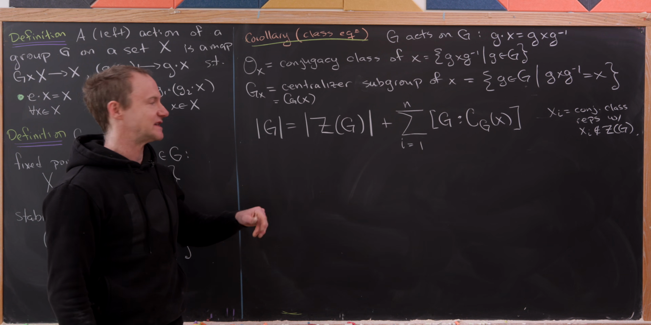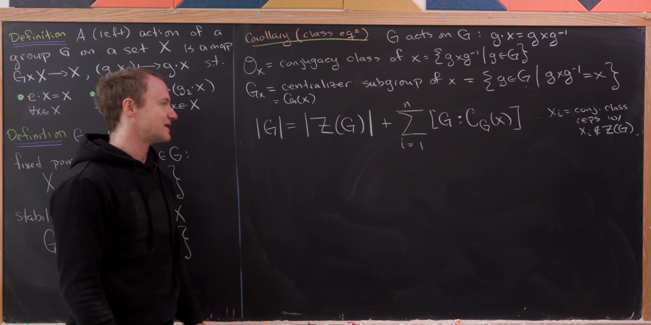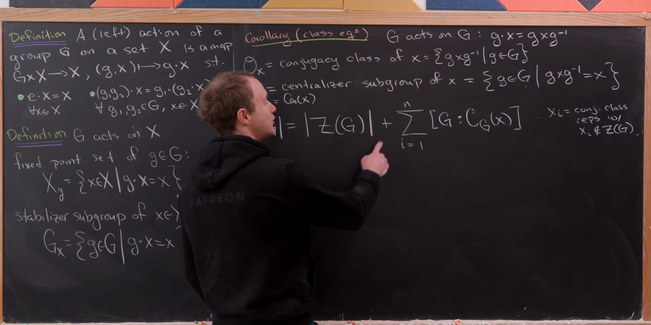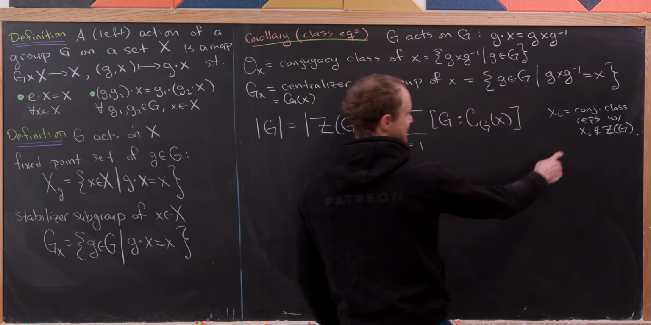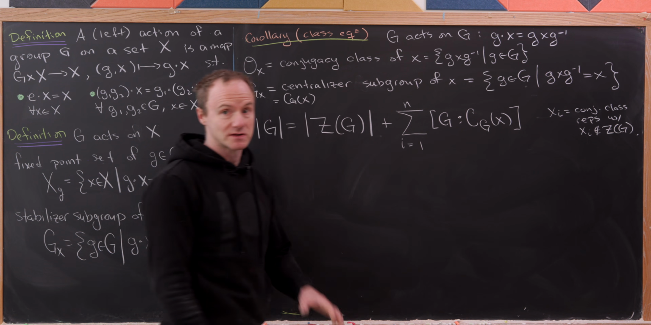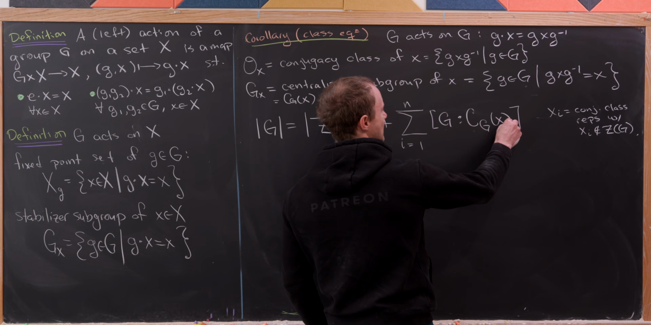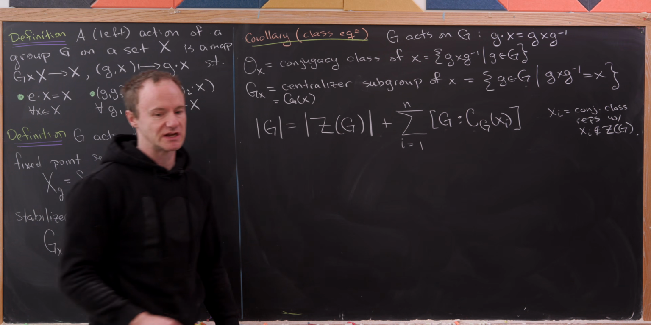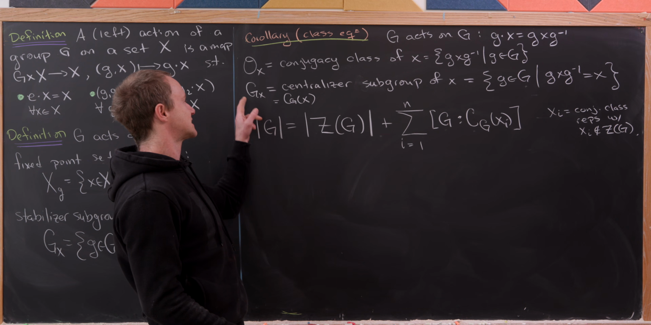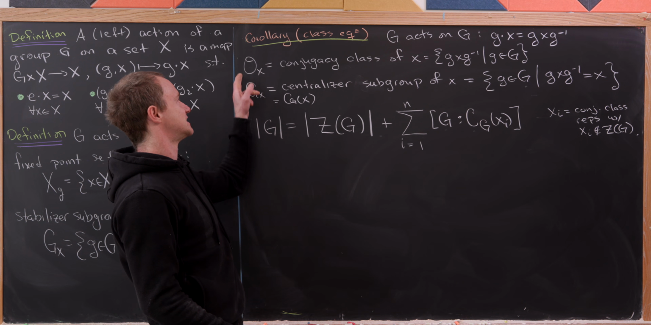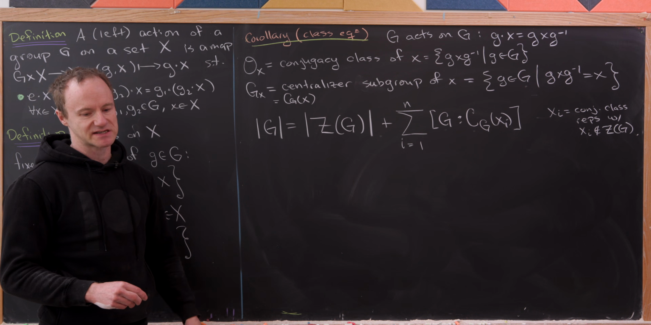Now we have the class equation. So the size of G will be equal to the size of the center of G plus the sum over all conjugacy class representatives, where the representative comes outside of the center, of the index of the centralizer subgroup of x_i inside of G. Recall that this is going to be equal to the index of G_x in G, which is equal to the size of the orbit, which is equal to the size of the conjugacy class in this case.